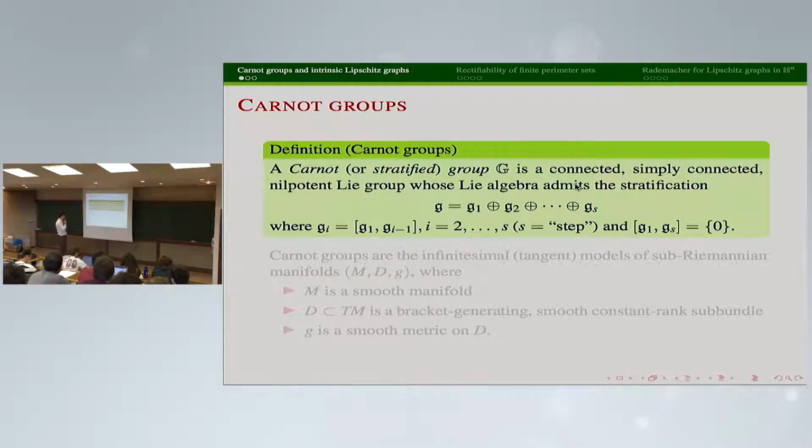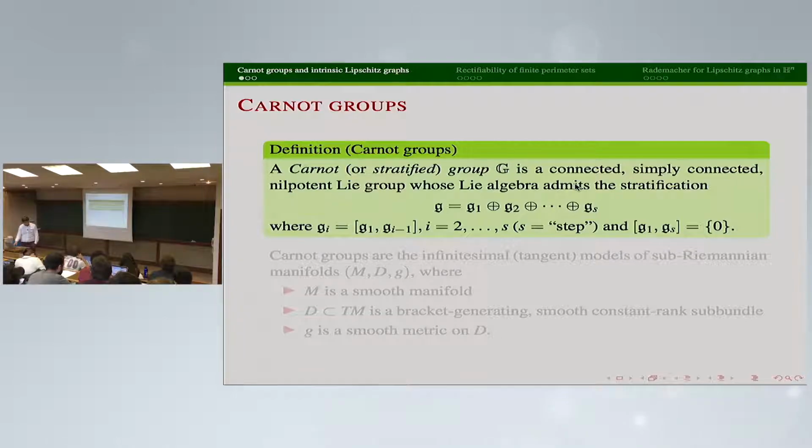With the extra property that its Lie algebra admits this stratification. It can be decomposed into a direct sum of several layers, G1, G2, up to Gs, with the property that the bracket between an element in the first layer and an element in the (i-1)th layer gives you an element in the ith layer. And the last layer commutes with G1 and so with all the algebra. So the last layer is in the center of the algebra.